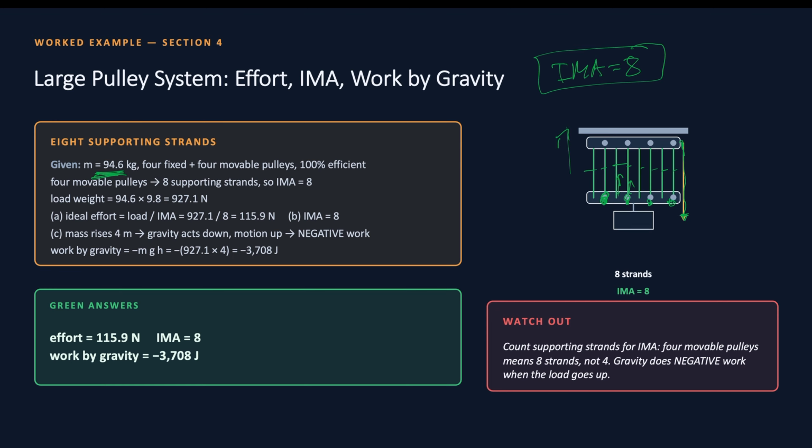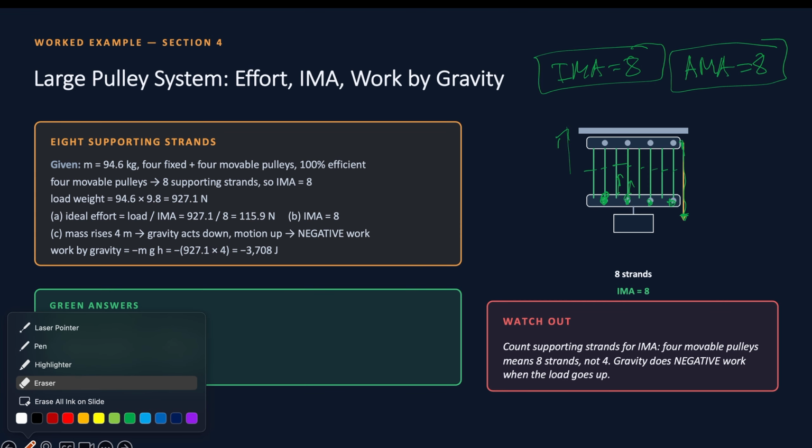My AMA, so my AMA efficiency is equal to AMA over IMA, right? Efficiency here is 100%. So that just means 1 is equal to AMA over 8. And AMA must also be 8. So let me actually erase this now. Okay, so now let's look into the other stuff we need to find.